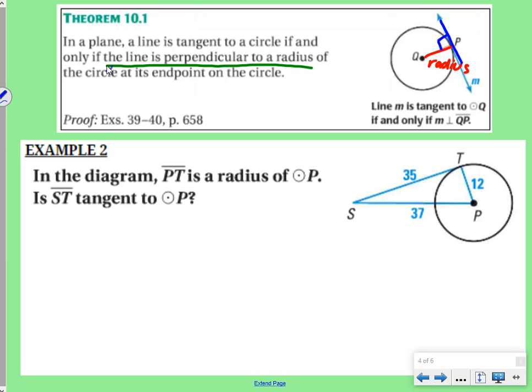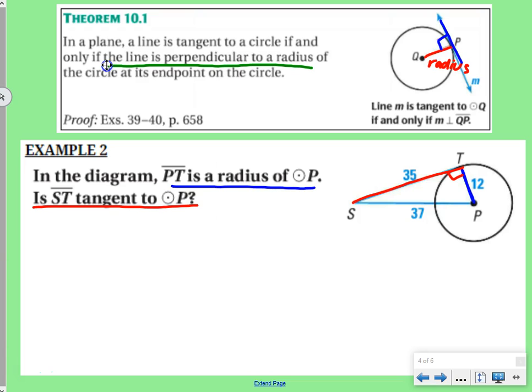So in the diagram, PT is a radius of circle P. So right here, that's the radius. Is ST tangent to circle P? So we want to know, is this line tangent to the circle? So we want to know, is this a right angle? Well, if we look, we have a nice pretty right triangle.